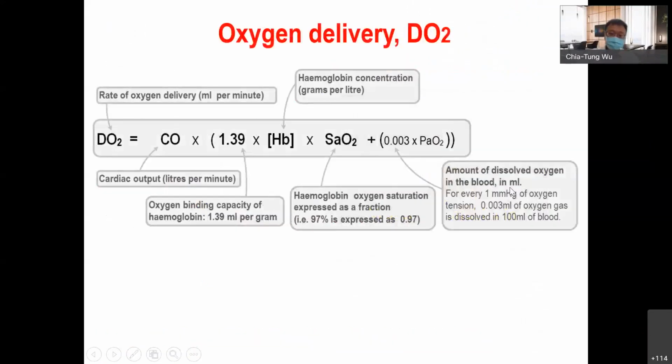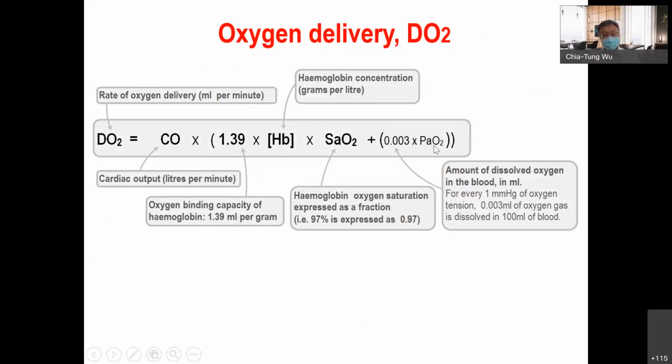Let me use this formula to calculate. The delivery of oxygen equals the cardiac output times 1.4, which is the oxygen binding capacity. Usually a gram of hemoglobin can carry 1.4 ml of oxygen. Then times the concentration of hemoglobin, times the O2 saturation in our blood, plus the oxygen dissolved in the blood.